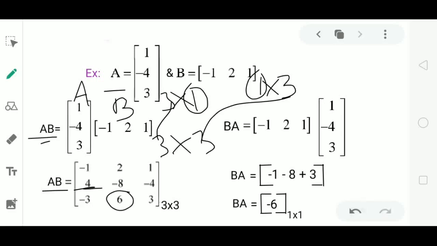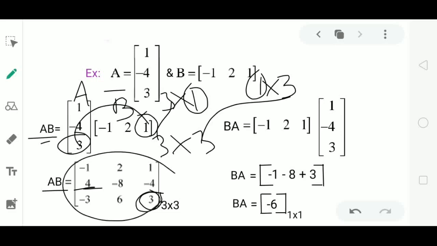For the next element lying in third row, second column, we consider third row of A, second column of B. Multiply them element wise. 3 into 2 is 6. 6 is the element lying in third row, second column. For the last element lying in third row, third column, we consider third row of A, third column of B. 3 into 1 is 3. 3 is the required element of AB.